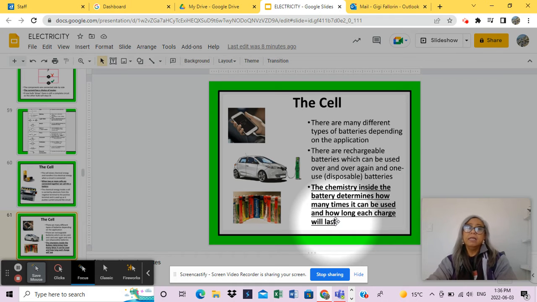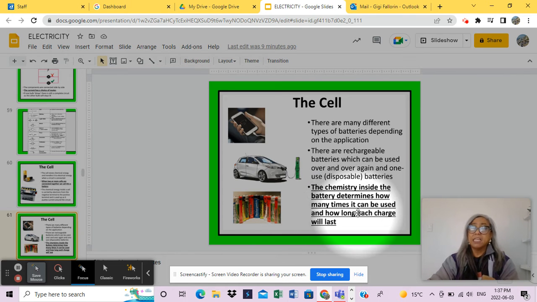Now, there are many types of cells or batteries, depending on the application. There are rechargeable batteries, which can be used over and over again, and single-use or disposable batteries. The chemistry inside the battery determines how many times it can be used and how long its charge will last.